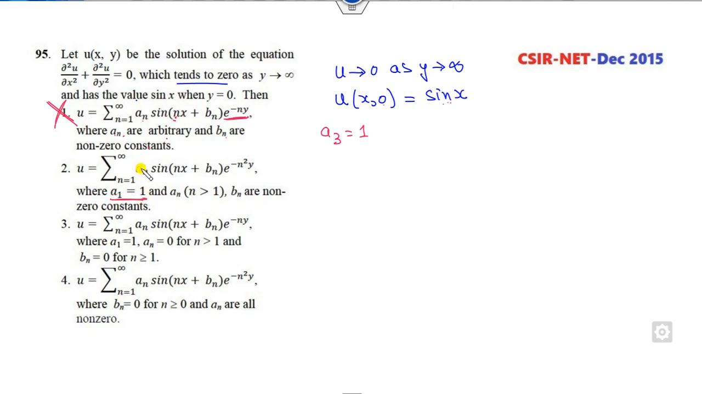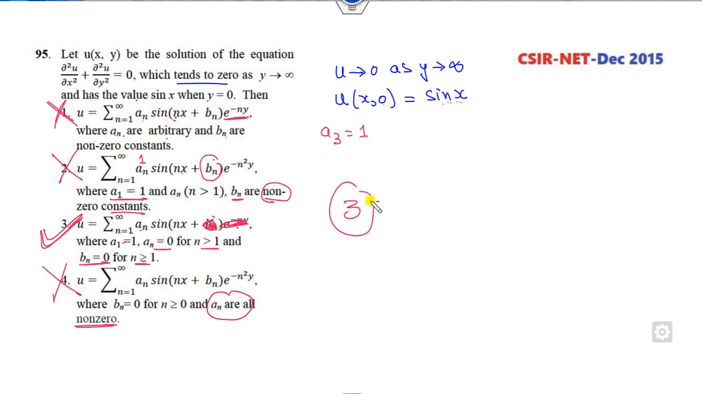A1 is 1, so if you open them, it's a sine x, but bn is non-zero, but we need b as 0. So bn must be 0, so this option is cancelled out. an is 0 for all n greater than 1. bn is 0 for all n greater than or equal to 1. So this part will be 0. When y is 0, it is only 1. So this is the right answer. And this is again the wrong answer, because an are all non-zero. So the right answer is the third option.